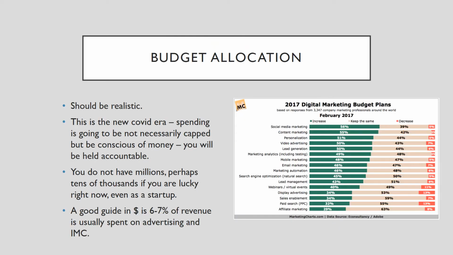Budget allocation. The budget allocation should be realistic, but this is the new COVID era. Spending is not necessarily capped, but be conscious of money. You will be held accountable. You do not have millions, perhaps tens of thousands if you're lucky right now, even as a startup. A good guide in dollars to be spent is 67% of revenue is usually spent on advertising and IMC.